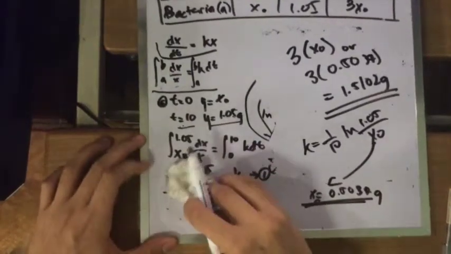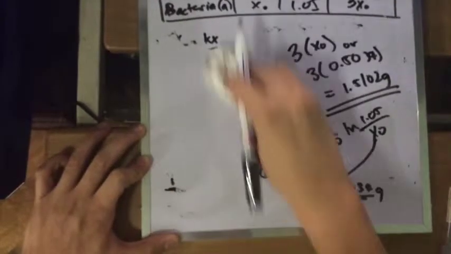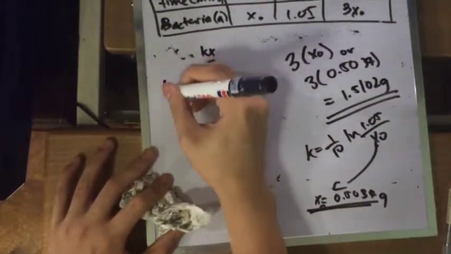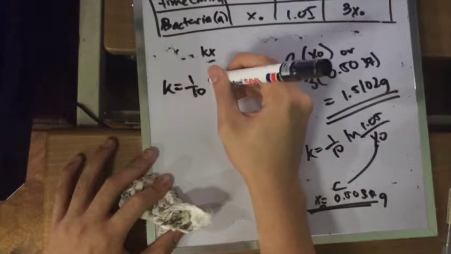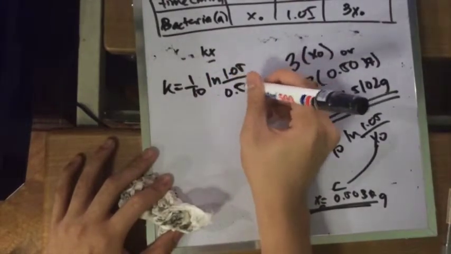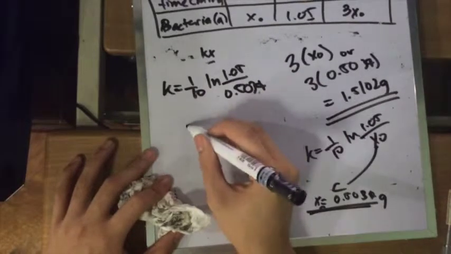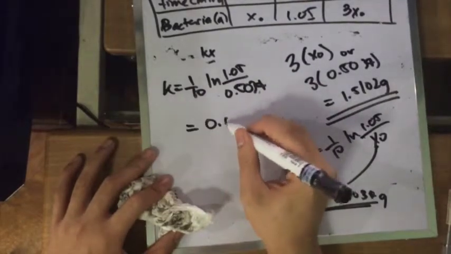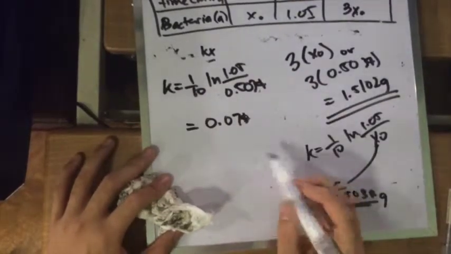We would have an equation of 1 over 10 ln of 1.05, and by solving this, you would get 0.074.